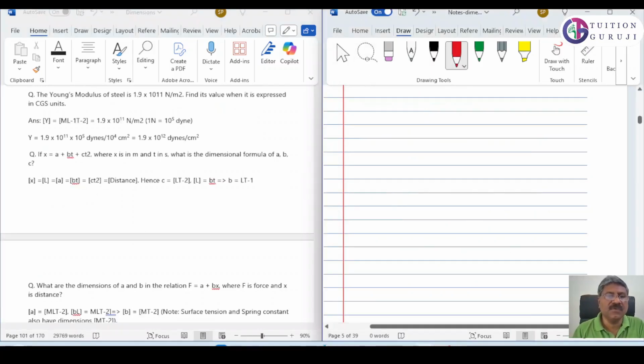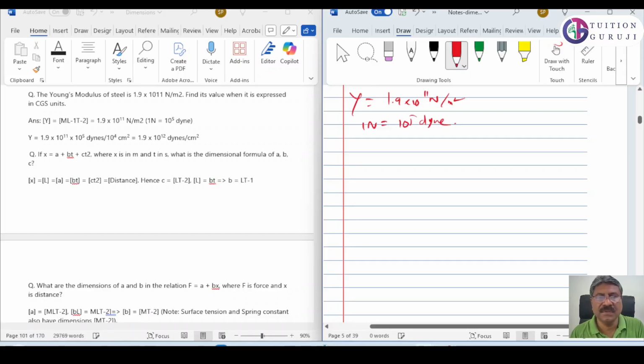The Young's modulus of steel is 1.9 times 10 raised to 11 Newton per meter square. Find the value when expressing in CGS units. We know in CGS units, 1 Newton is equal to 10 raised to 5 dyne.